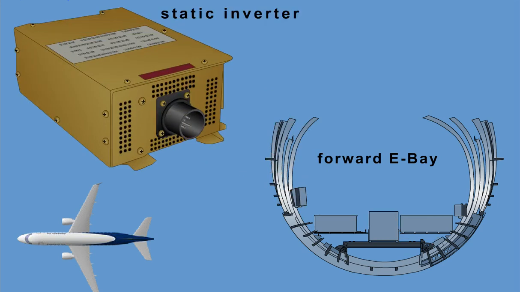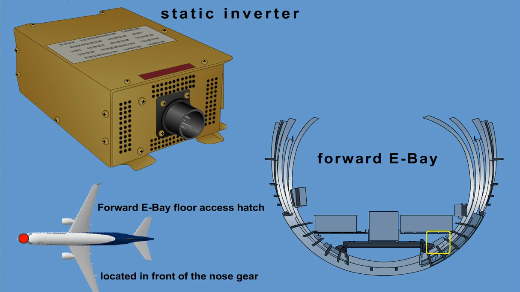The static inverter is located in the temperature and pressure-controlled forward E-bay. Access to the static inverter is through the forward E-bay floor access hatch, located in front of the nose gear. The static inverter is a line replaceable unit, LRU. The purpose of the unit is to convert 28-volt DC into 115-volt AC single-phase 400 Hz frequency stabilized power output.